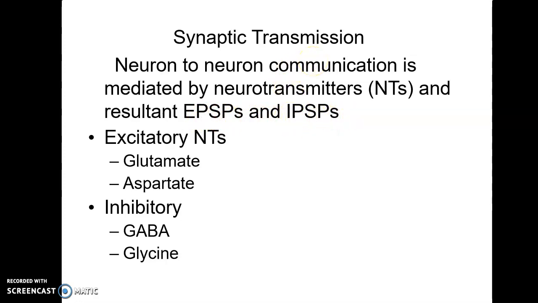So in synapse to synapse transmission, there may be two types, excitation or inhibition. The postsynaptic potential may be excitatory or inhibitory. Excitatory neurotransmitters are glutamate and aspartate. Inhibitory ones are GABA and glycine. So GABA and glycine are the inhibitory neurotransmitters, and glutamate and aspartate are the excitatory neurotransmitters.